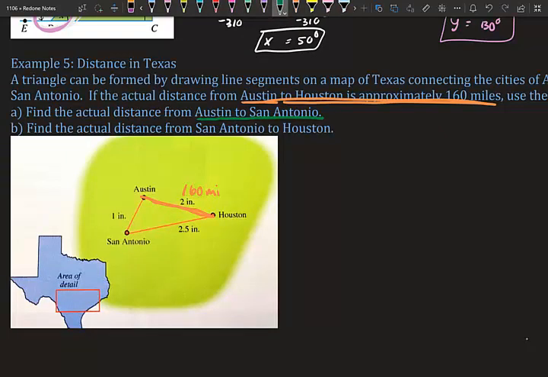Let's find the distance from Austin to San Antonio. So Austin to San Antonio is right here. We know it's an inch, but that doesn't really help us. We want to know the real distance. So what you need to find always goes on top. So what we need to find is the actual distance from Austin to San Antonio. I'll put SA for San Antonio. Since this is a proportion, we set it up as a fraction. So the actual goes on top.